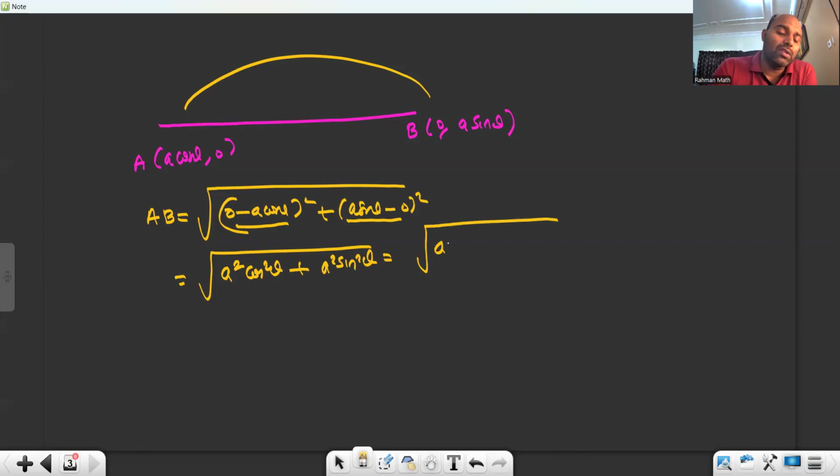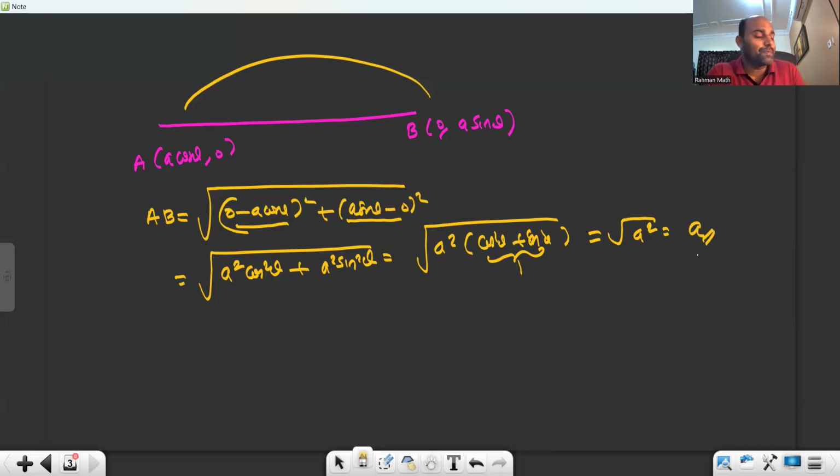You can see A square is common. Cos square theta plus sin square theta, everybody knows, it will be 1. So root of A square is what? A. Root of A square is A. So this is our 11th question, that also O. Next question.